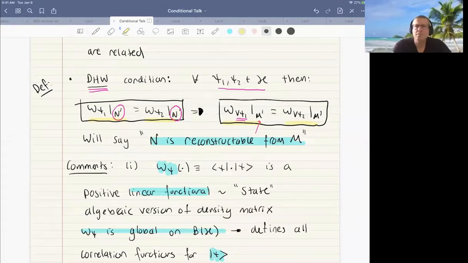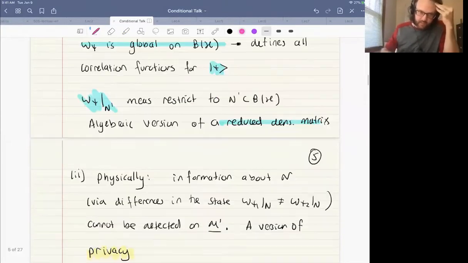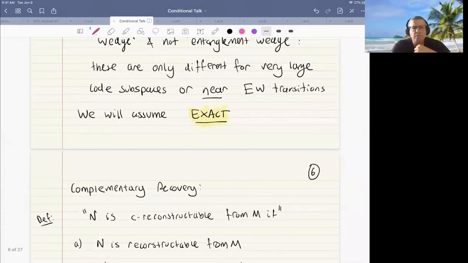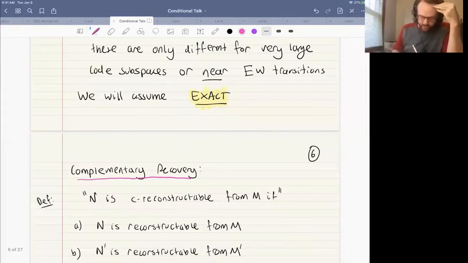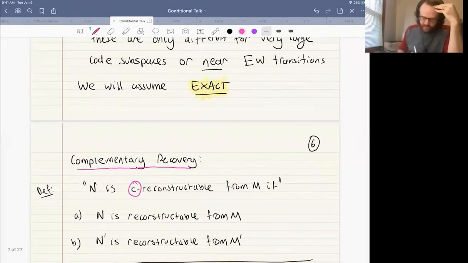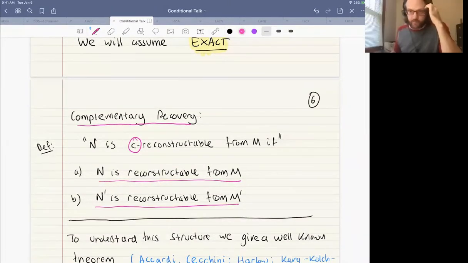It's actually quite a weak condition. I gave it a name, so n is reconstructible from m. A much stronger condition is something called complementary recovery. So this is not yet complementary recovery. So what is complementary recovery? I'll give it a name too before I define it. I'll say that n is c reconstructible from m, so I'll add a little c. So c is very important there. If both n is reconstructible from m and n prime is reconstructible from m prime. Okay, so it's two conditions on the bulk algebras and on the boundary algebras. And this is a much stronger condition.